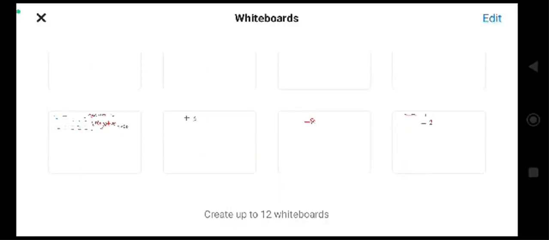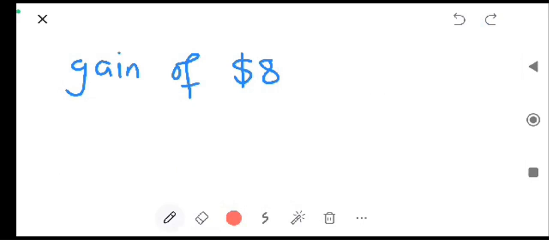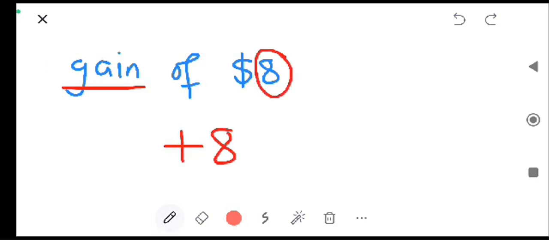Okay? Let's look at more statements. We have a gain of $8. Gain talks about the positive integer. So because of the word gain, I will write plus first. Then this 8 that is here, I will write it beside the plus. A gain of $8 is the same thing as plus 8.